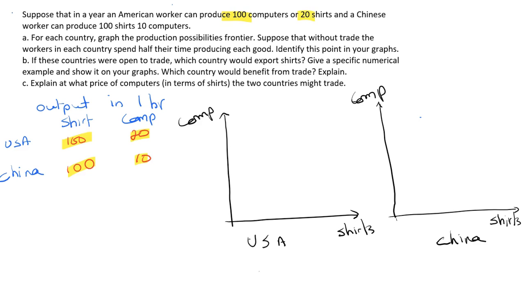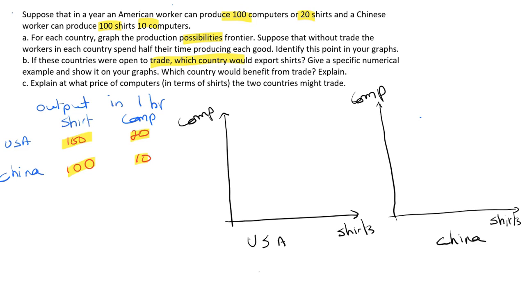100 shirts and 20 computers in the US, and 100 shirts and 10 computers in China. First, we are asked to plot the PPF for each country, and then we are asked to determine what the production will be if the workers were to split their time between the two goods. And then we have to determine the pattern of trade. In other words, we have to determine which country will export shirts, which country will import shirts, and which country will export computers and import computers. We've also been asked to figure out the price at which this trade can take place.